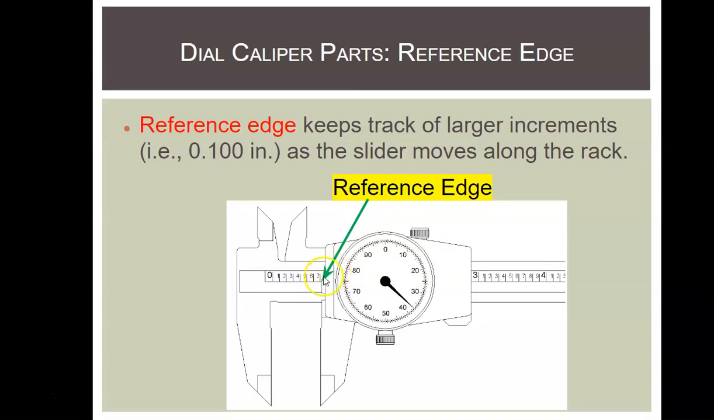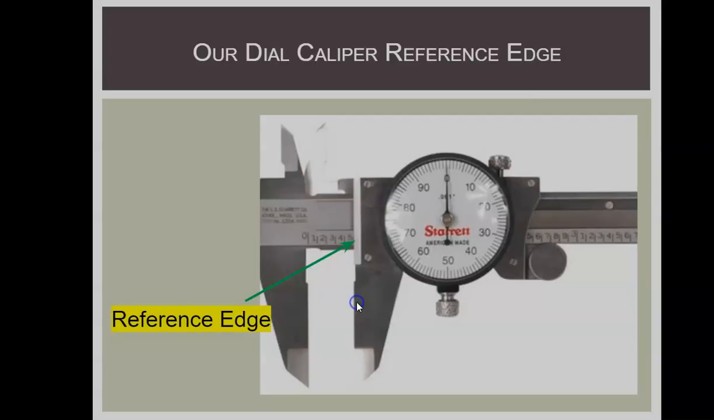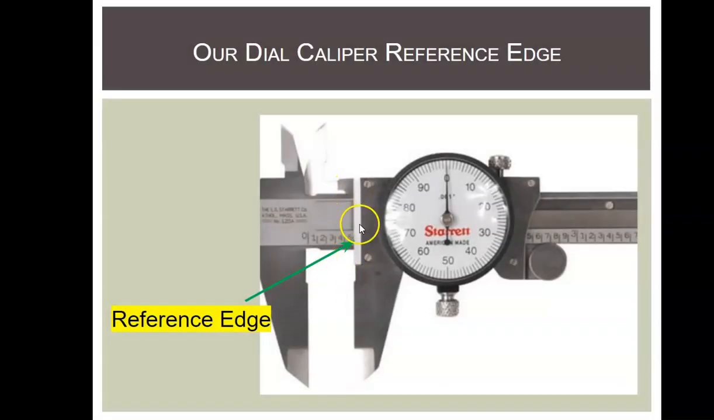Now, all dial calipers have a different reference edge, but normally you are looking right around in here wherever it crosses the rack. The reference edge is larger increments. These are your larger increments, and then it breaks it down smaller. So you just need to find this reference edge and find how your dial caliper looks, because it's probably not identical to this picture. As an example, on this one there's a little space here. This one is just a straight flat edge. I think the ones we have in class look like this.